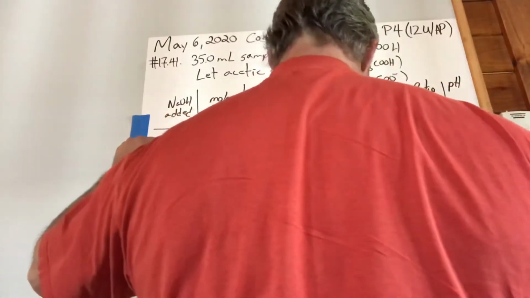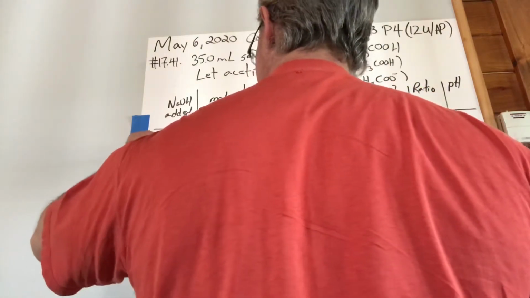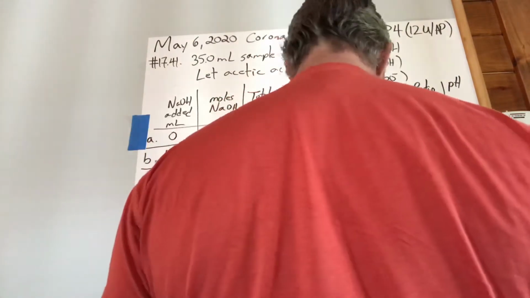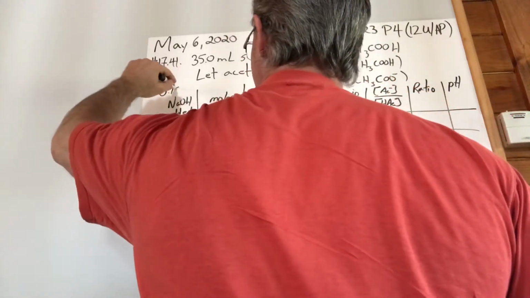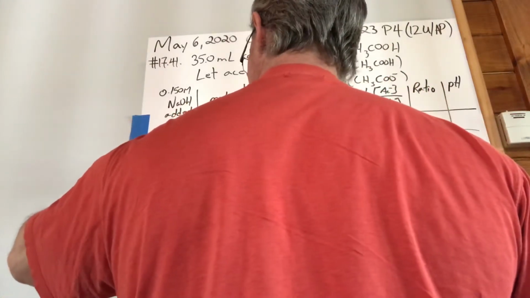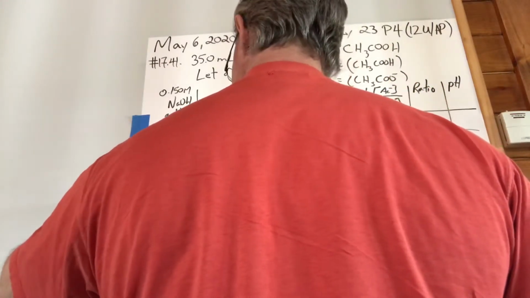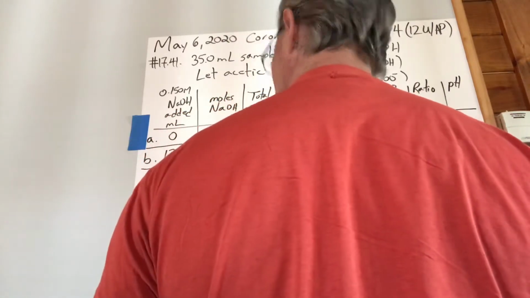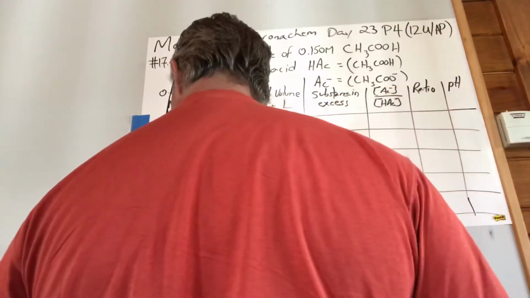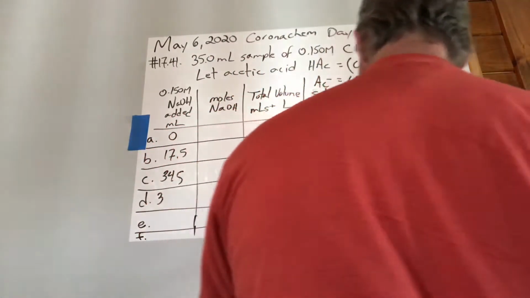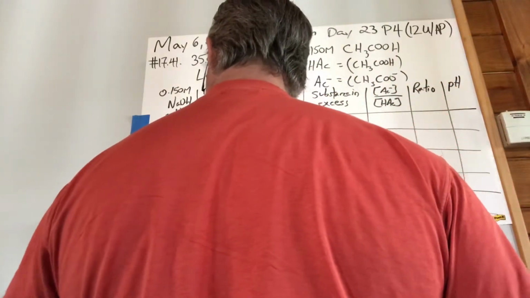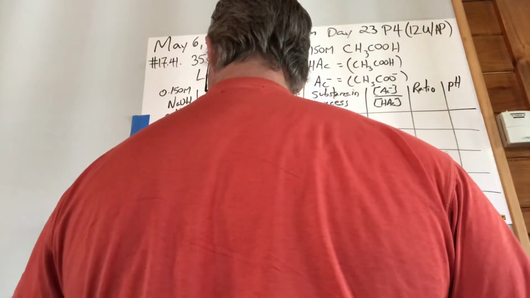So the amounts of titrant added were 0, 17.5, obviously this is in units of milliliters, and 0.15 molar sodium hydroxide. We have 34.5, 35. Oh, there's an F. It's going to be tricky. 35, 35.5, and 50.